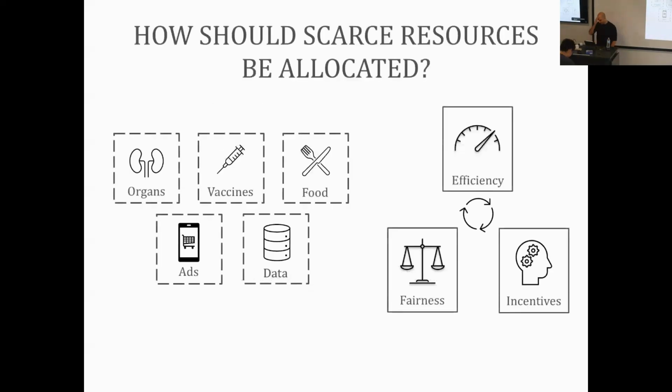So, as a very quick and abstract introduction, a lot of the problems that I think about are about how to allocate resources. These could be organs, vaccines, ads, data, food. And the questions that I ask have to do with balancing some sort of efficiency, computational efficiency or economic efficiency, with things like fairness and incentives.